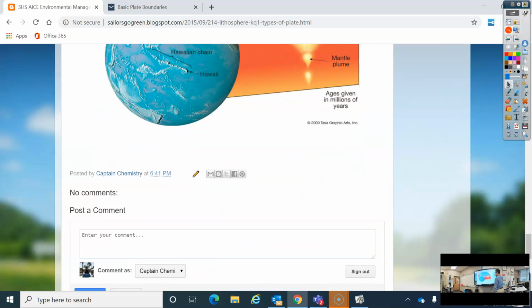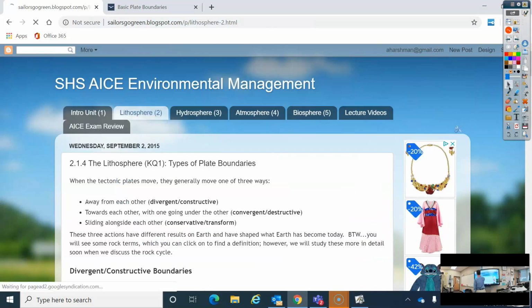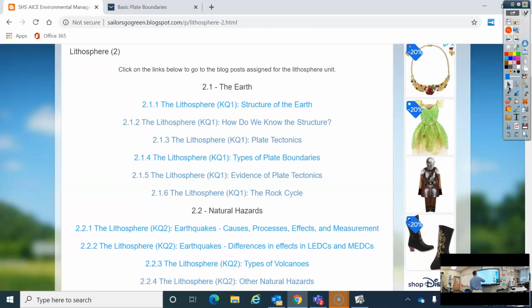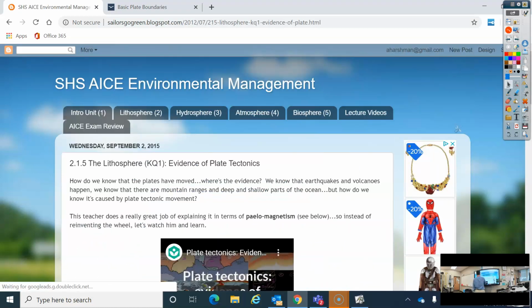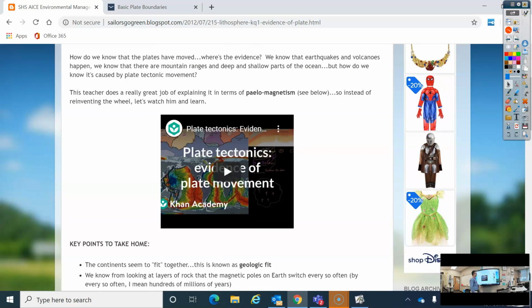All right, so that is it for 2.1.4. We're moving to 2.1.5 really quick because we're going to combine these two. All right, and this is evidence of plate tectonics. And this one, I really want you to look at paleomagnetism and watch this professor do a really good job of explaining the first type, which is paleomagnetism. All right, so there's other types of plate movement evidence as well.